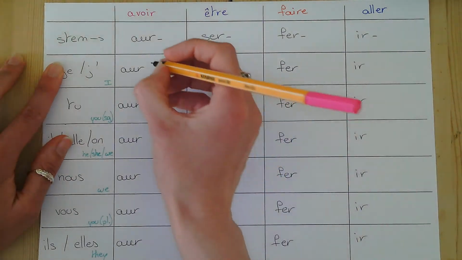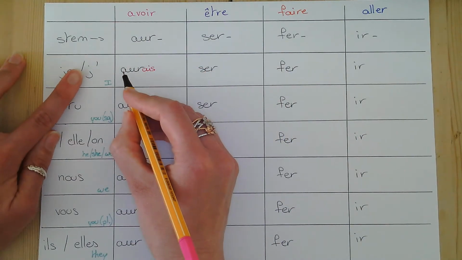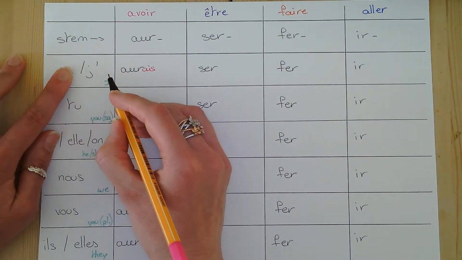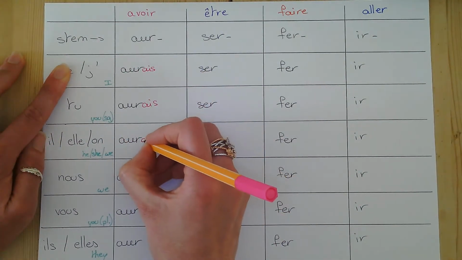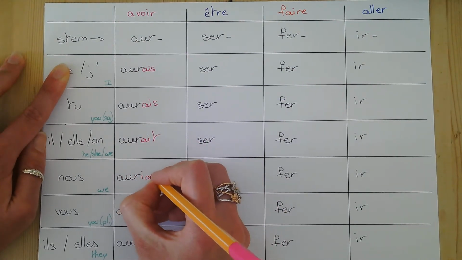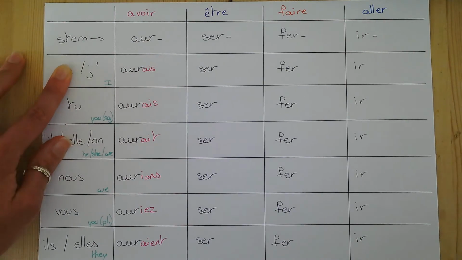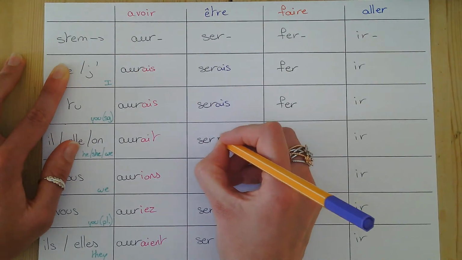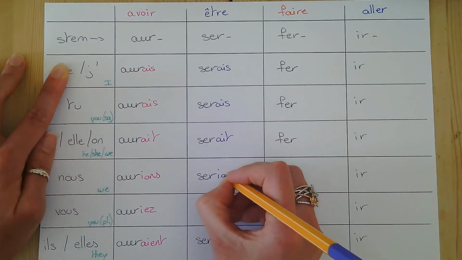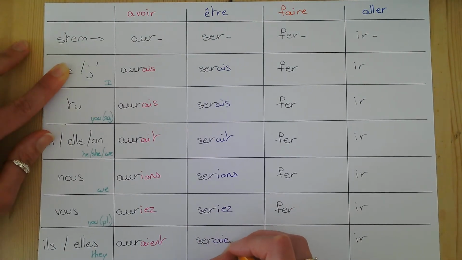So let's go with it. I would have, j'aurais. That starts with a vowel, so you get rid of the E and you put the apostrophe. You would have, same ending, he would have, we would have, you plural would have, and they would have. The verb to be, I would be, AIS, you would be, same, he would be, AIT, we would be, you would be, they would be.